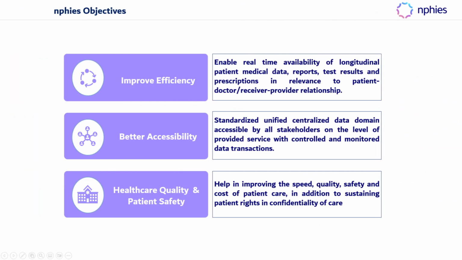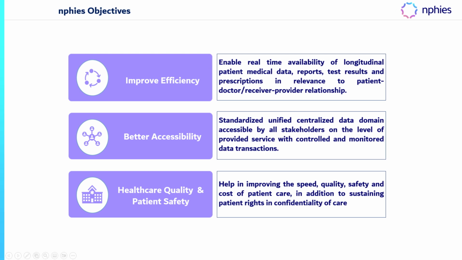Nphies has three core objectives that aim to transform the healthcare landscape in the Kingdom of Saudi Arabia, which are improving the efficiency by enabling real-time availability of patient medical data. Additionally, enhancing the accessibility by having a standardized, unified, and centralized data domain that is accessible to all stakeholders, which eventually will help in improving the speed, quality, safety, and cost of patient care.